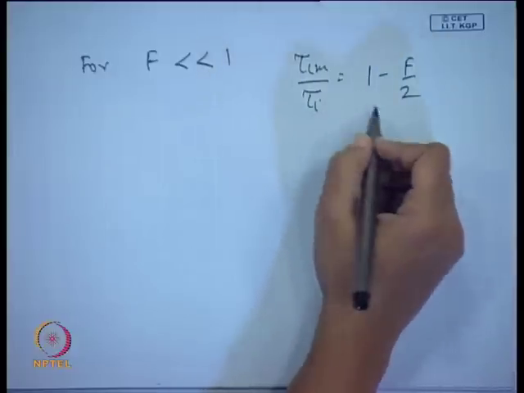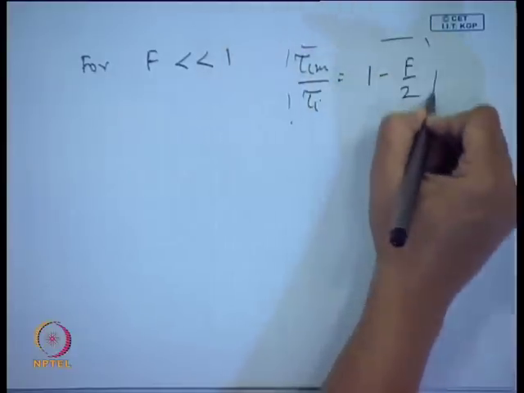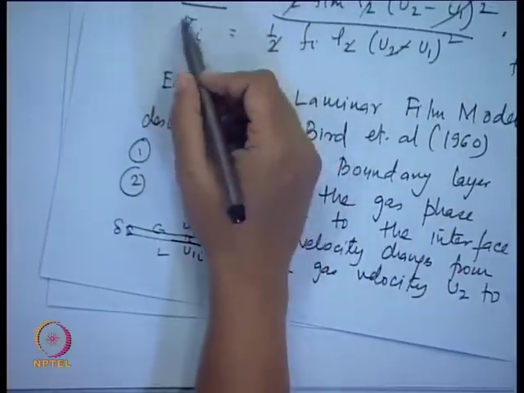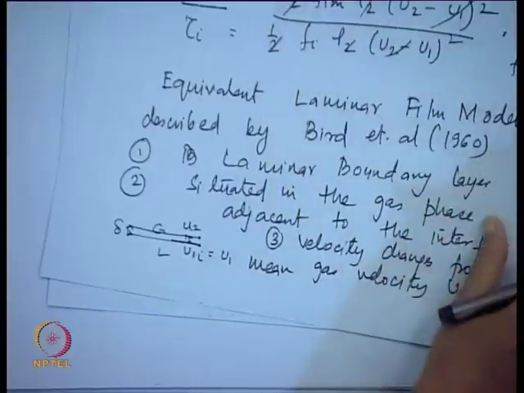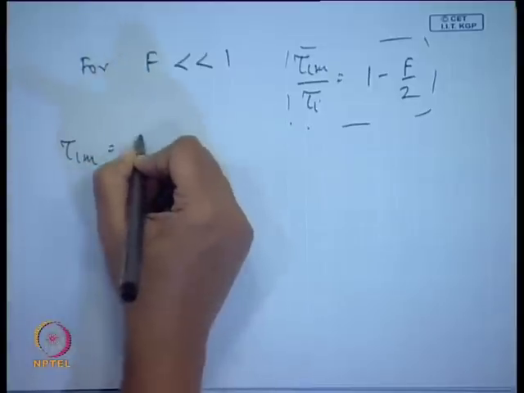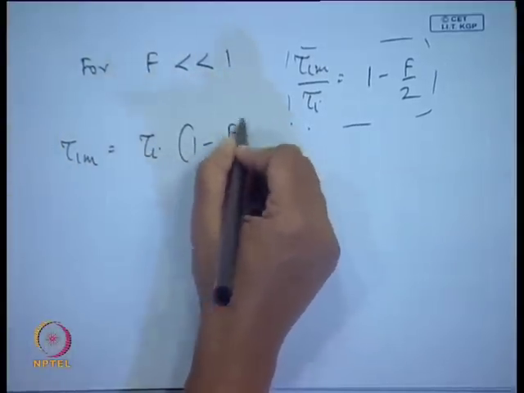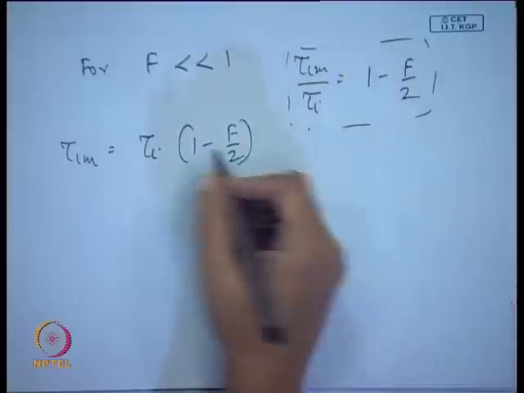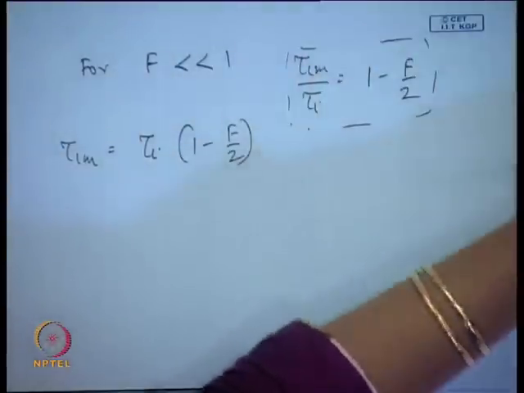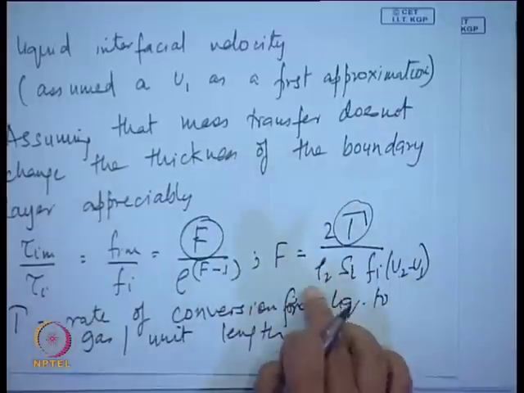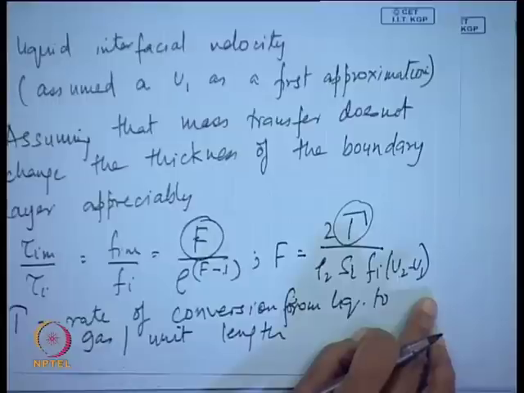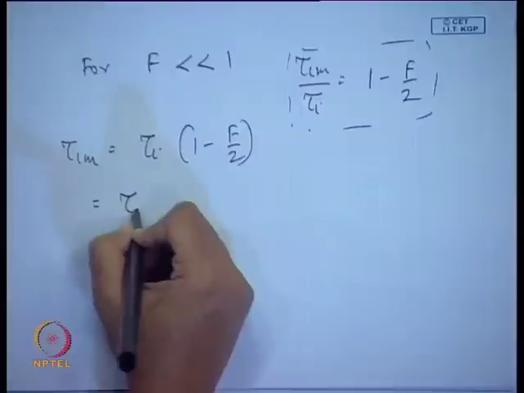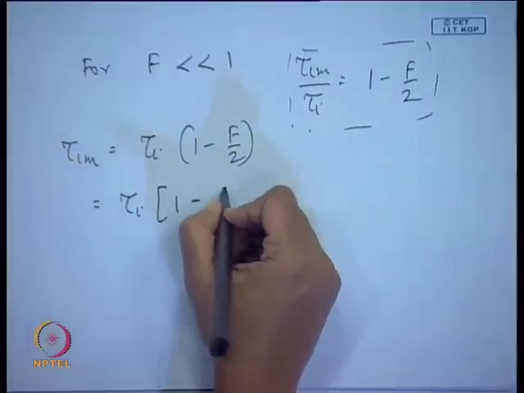Okay. Now, if we substitute this particular equation in here, then what do we get? In that case we get tau I m equals tau I into (1 minus F by 2). Agreed? Now, what is F? I have already written down, F is 2 gamma by rho 2 S I f I into (u2 minus u1). Agreed? So, therefore, instead of F we can write it down as tau I into 1 minus, 2 cancels out.